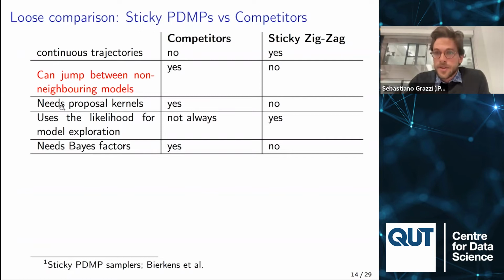The nice feature of PDMPs is that they don't need any proposals for moving between models. So everything is kind of automatic. While for what I have seen, all the competitors need particular proposal kernels, which need to be chosen very carefully.